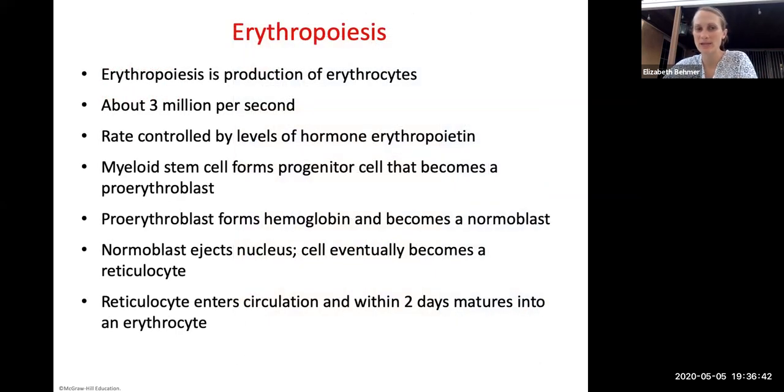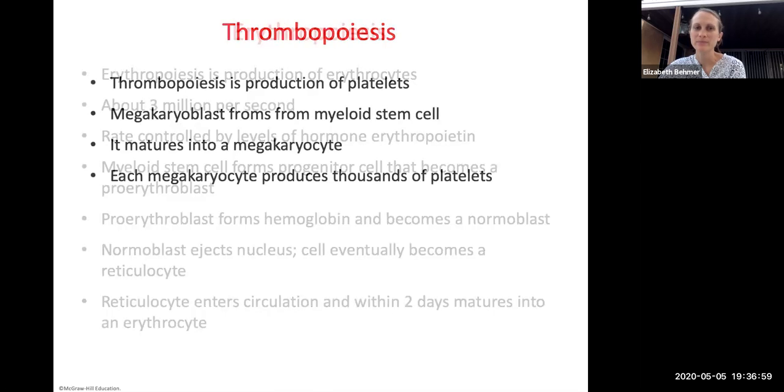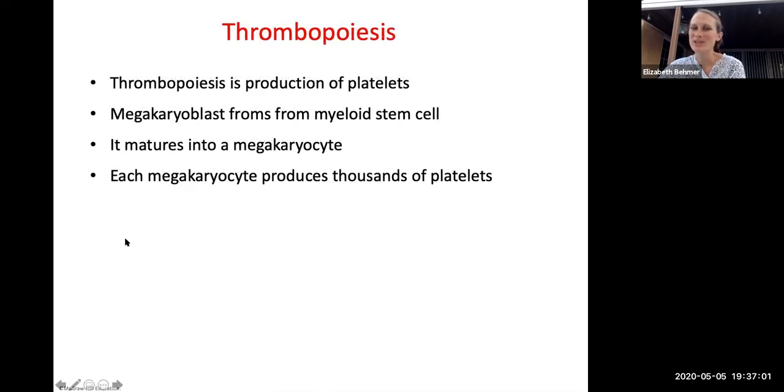Erythropoiesis produces red blood cells. It happens at about 3 million per second. The rate is controlled by a hormone called erythropoietin. Again, I'm going to skip over the rest of this, but erythropoiesis is the production of red blood cells. Thrombopoiesis is the production of platelets, also thrombocytes. And again, they're formed by that megakaryoblast that comes from that first stem cell line. And each megakaryocyte can produce thousands of platelets as they break off from it.